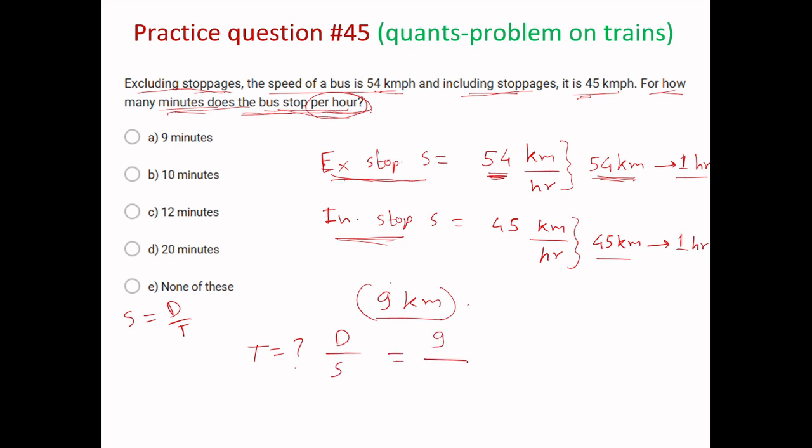Distance is 9 kilometers, speed is 54, and this is in hours. Let's convert this into minutes, and that will be 60. Now let's do the calculation. 9 ones are 9, 9 sixes are 54, 6 ones are 6, and this will be 10. So in short, it will be 10 minutes. So the bus is actually taking 10 minutes if it stops for the stoppages per hour. Per hour 10 minutes are taken extra. That's why option B is right.